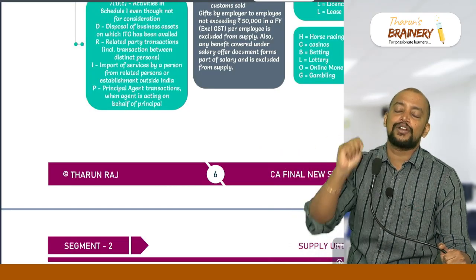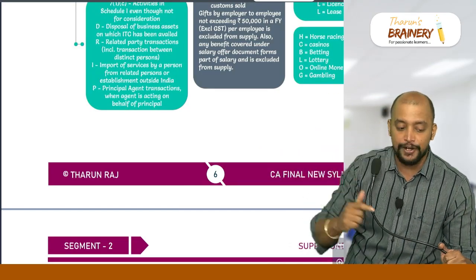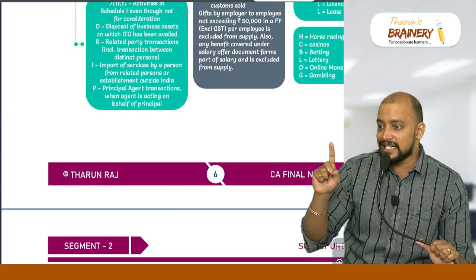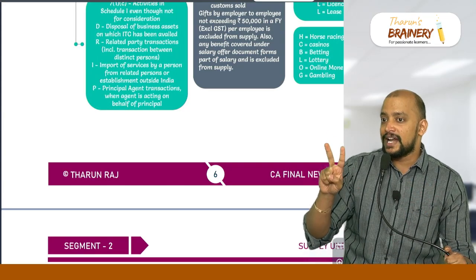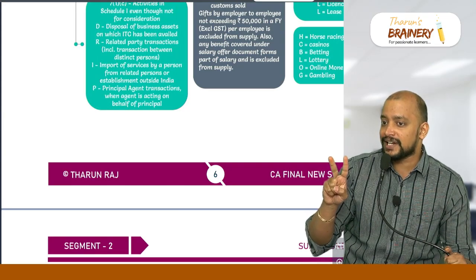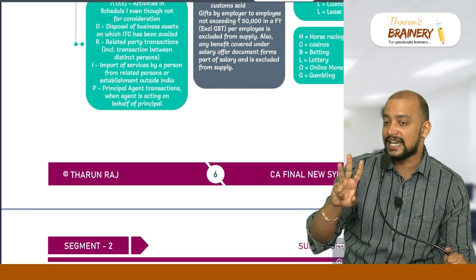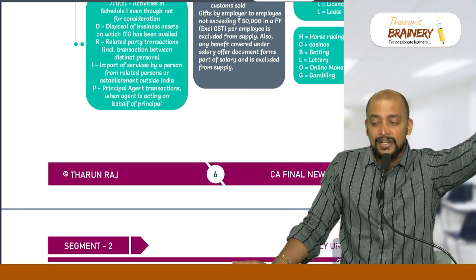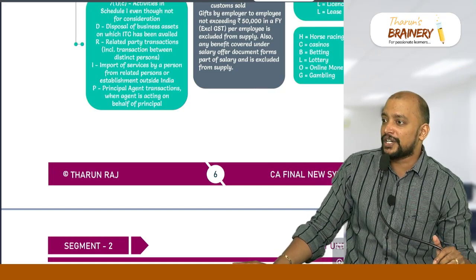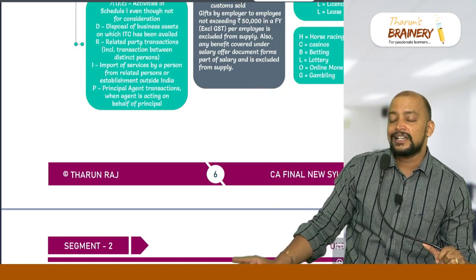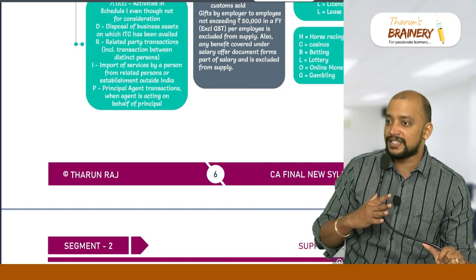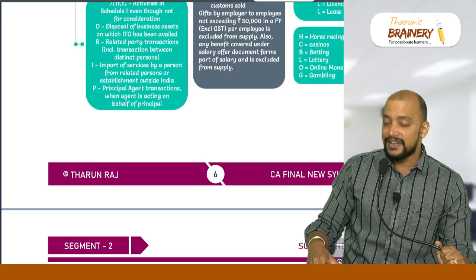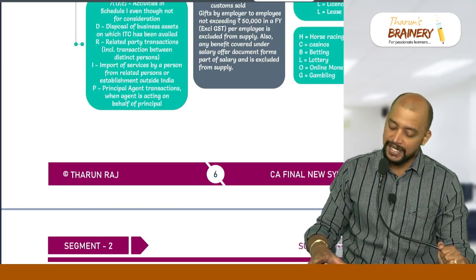So tell me, what are the four activities for DRIP? D for disposal of business asset on which ITC is availed. R, related party transactions including transactions between distinct persons. I, import of services from a related person or another establishment located outside India, in the course or furtherance of business. P, principal agent transactions, when the agent is acting on behalf of the principal.